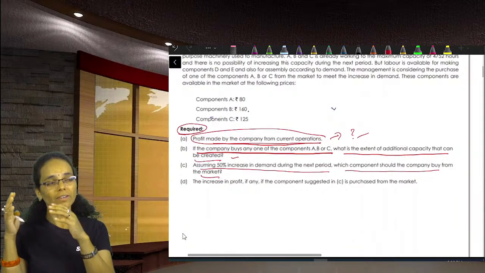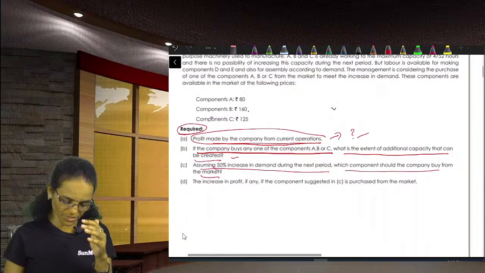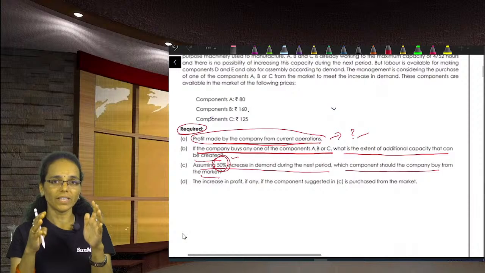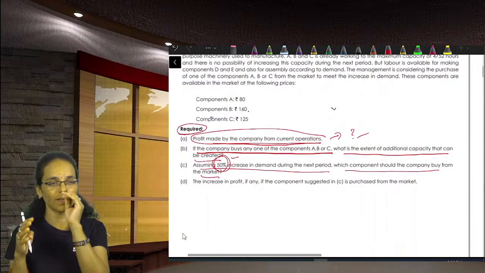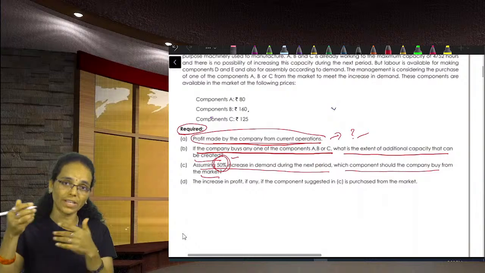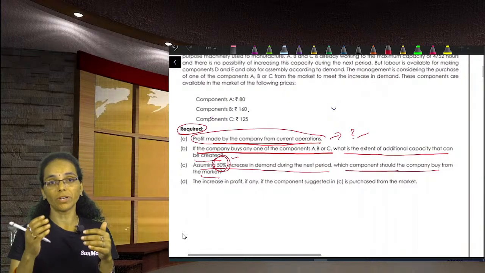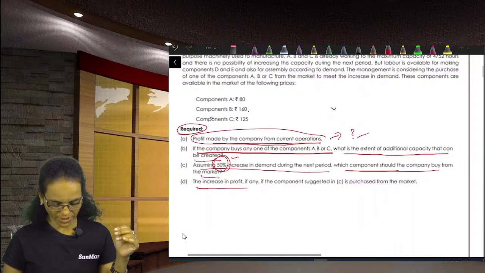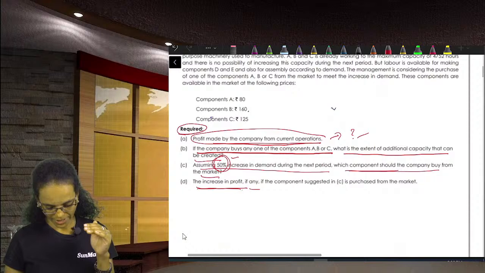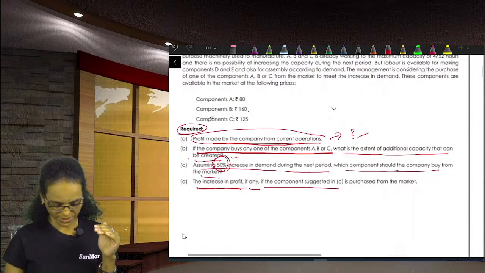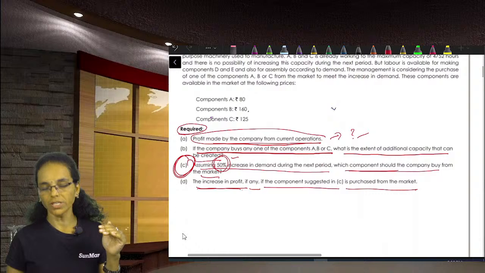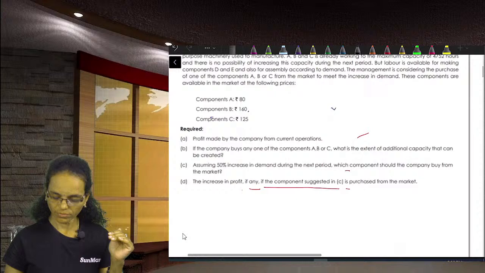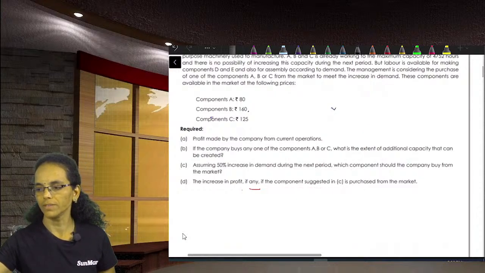If there is a 50% increase in demand, as of now we have certain demand, right? If there is a demand increase by 50%, then 150% of current demand for the next period, which component should be purchased from the external market? The increase in price, the increase in profit, if any, if the component suggested in C is purchased from the market. Okay, one by one we will see.